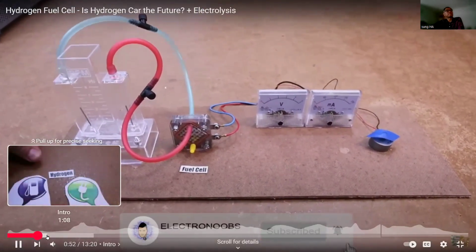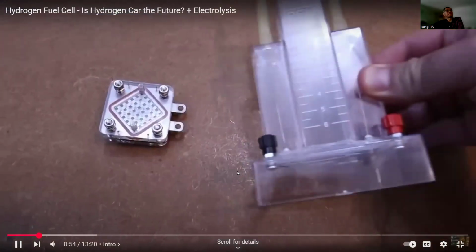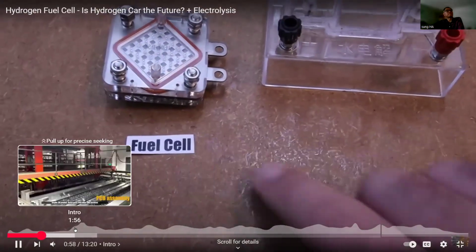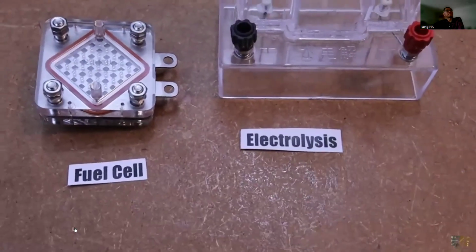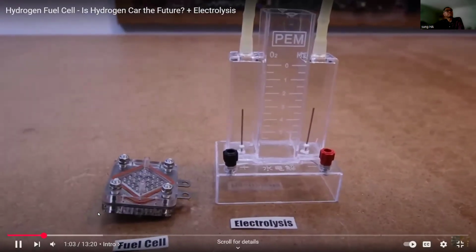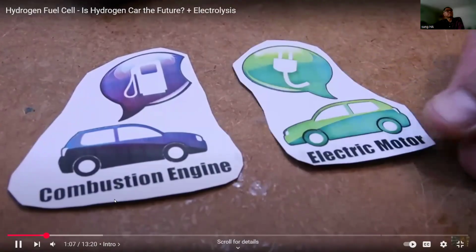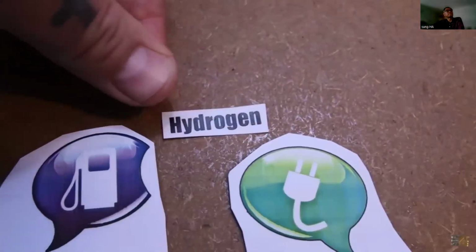So let's get started. Okay, so for today's experiment, I'll use two devices. One is the fuel cell, and the other one is the electrolysis device. And don't worry, I'll go over each one in a moment. But you see, the hydrogen vehicle could be of two types, combustion or electric.